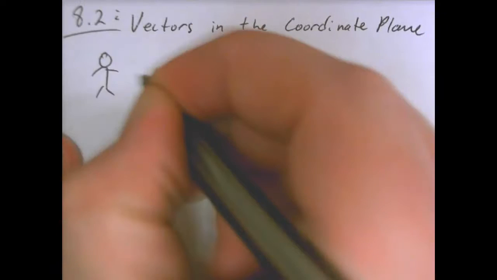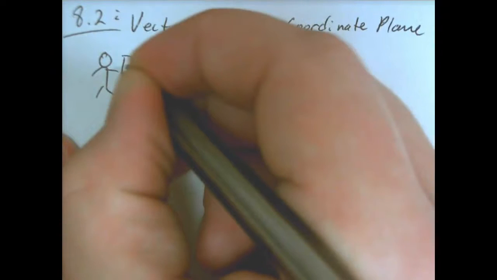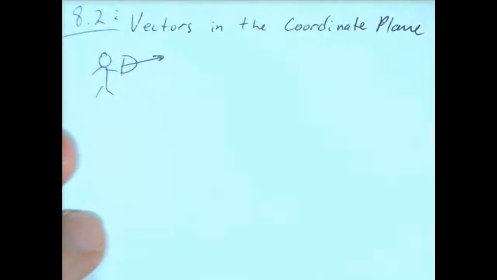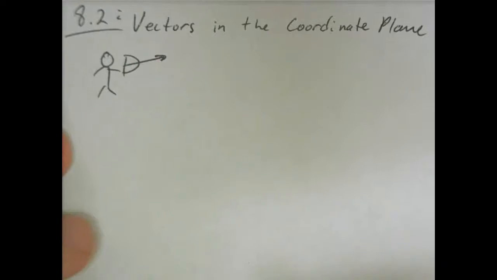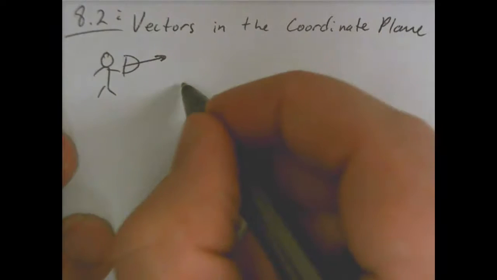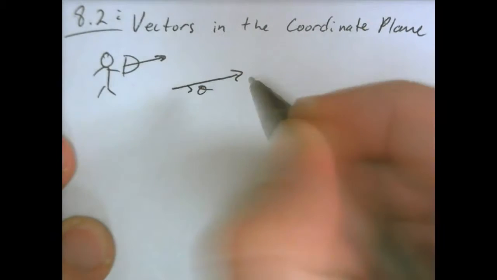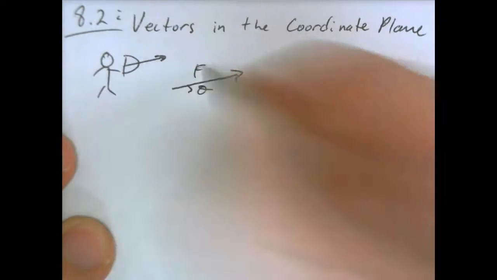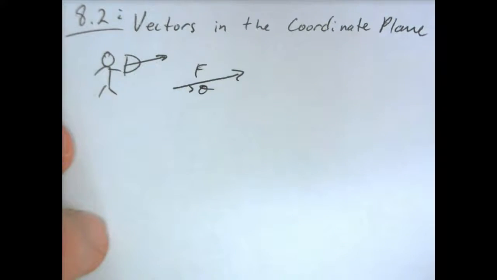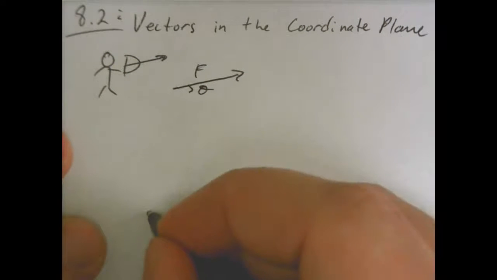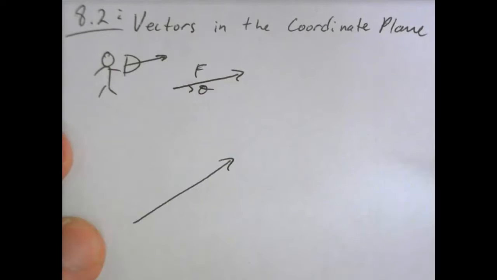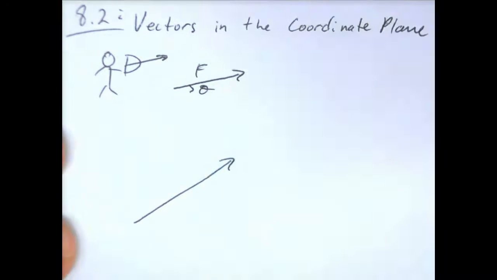So pretty much what a vector is, say we have this guy and he has a bow and arrow and he wants to shoot his arrow. Well, whatever angle and with whatever power he pulls back that bow, he will have that arrow traveling at some angle and with some force or some magnitude. So basically all a vector is, is something with a direction and a magnitude.